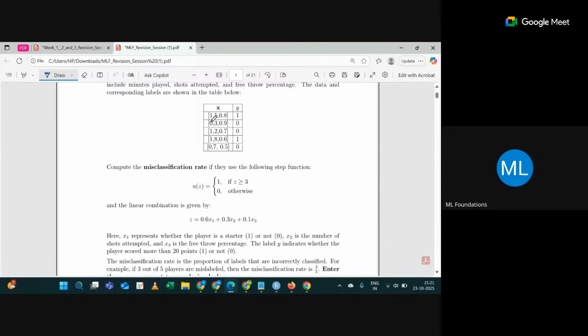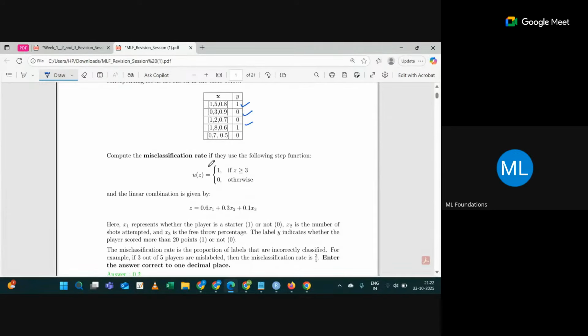So x is 1, 5, 0.8. These are x1, x2, x3. This is the output. First of all, is this supervised learning or unsupervised learning? Supervised learning. Why supervised learning? Yeah, it's labeled data, right? Labeled data. Okay, very good.